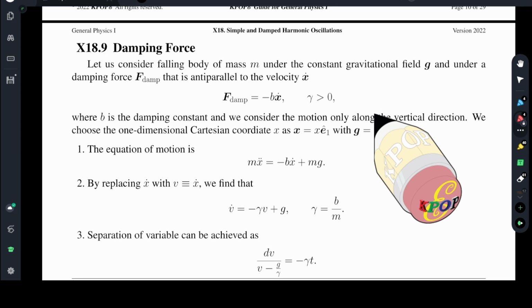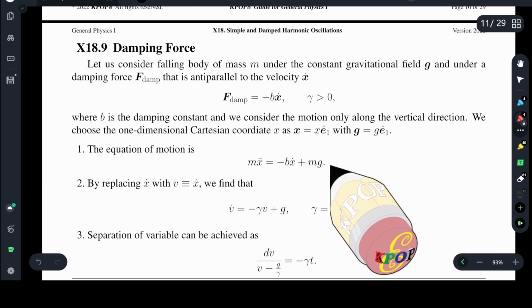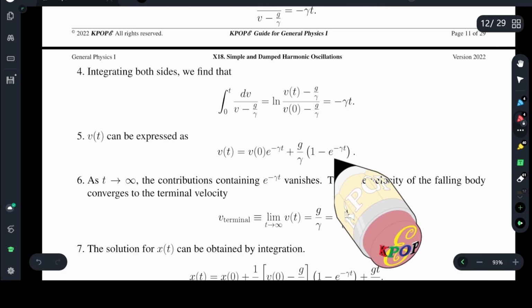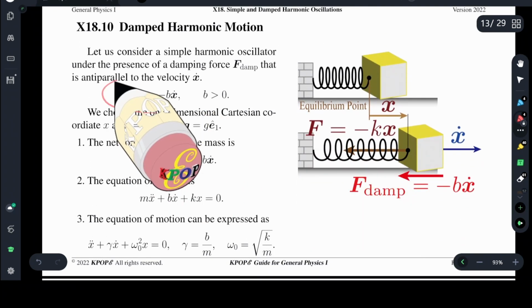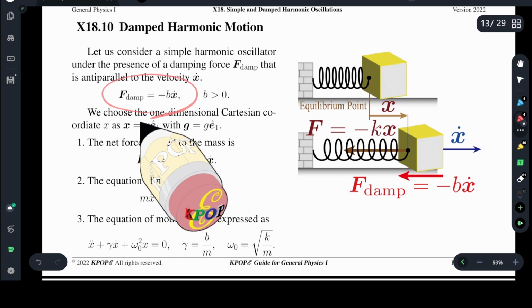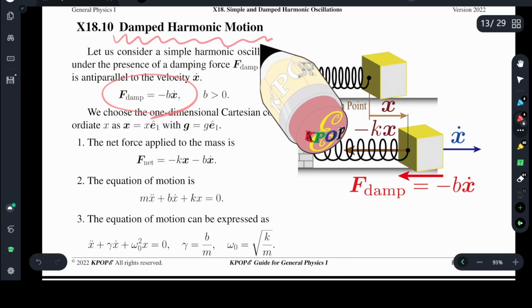Next, we consider the damping force. In addition to the simple harmonic motion, which we have already considered, let me pass through quickly. Just apply the damping force to the simple harmonic oscillator. That is called the damped harmonic oscillator.